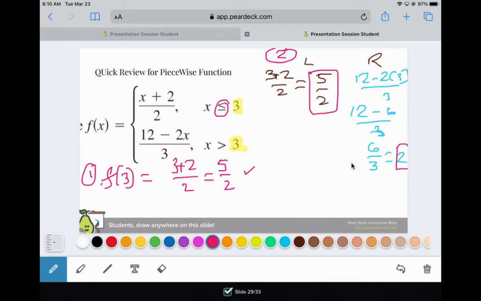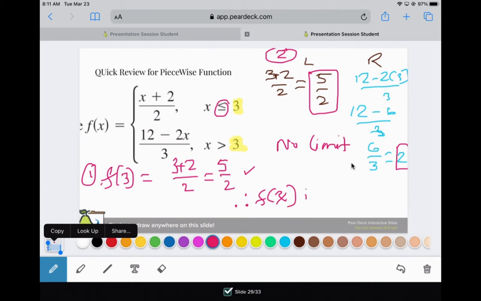I can stop here, right? Because if one of the steps fails, I don't have to do the rest. So there is no limit, so you can say no limit. If there's no limit, is the function continuous or not at 3? It's not continuous, so it's not continuous at x equals 3.